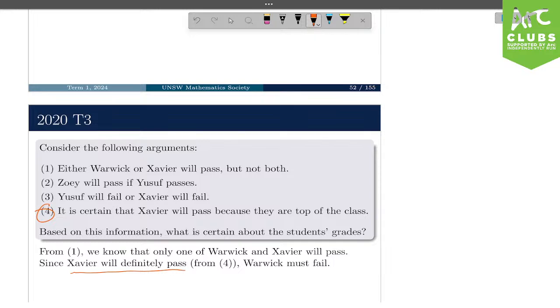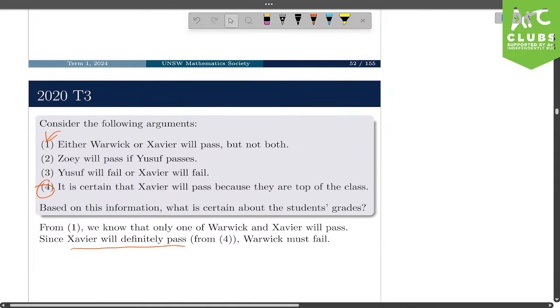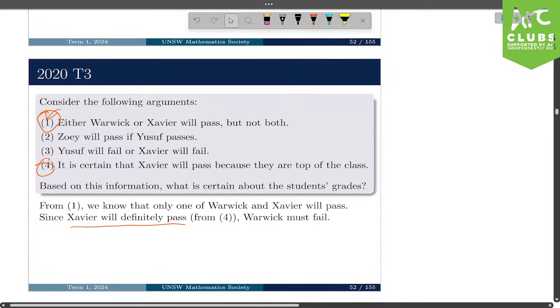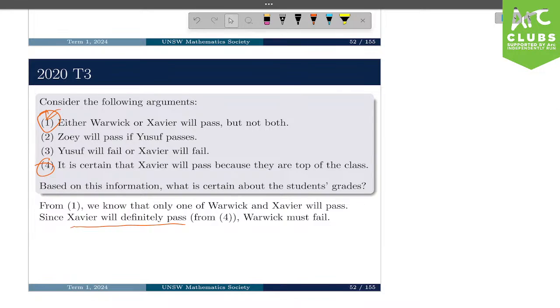We can see from 1 over here that either Warwick or Xavier will pass, but not both. That means both of them can't be passing, but at the same time, both of them can't be failing. So if you're familiar with XOR, which is exclusive or, one or the other but not both, we know Warwick must fail. Okay, so we finished with 1. So we know something about Warwick, and we know something about Xavier. So we're going to look for those two people in the other statements.